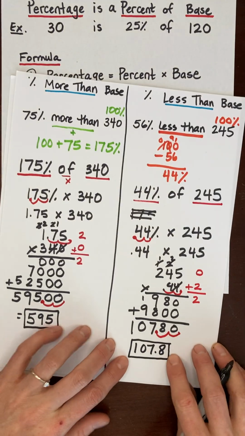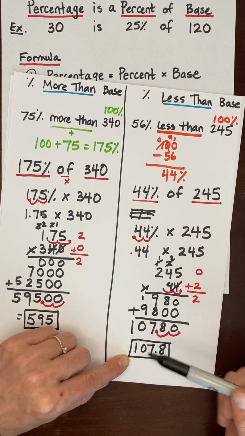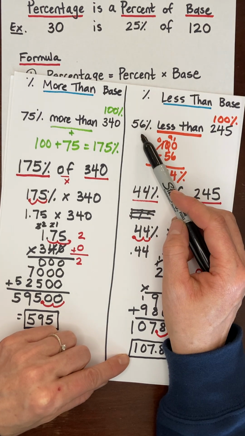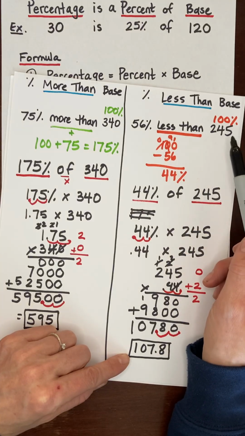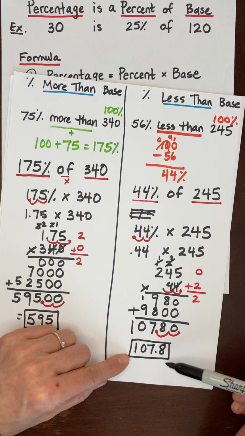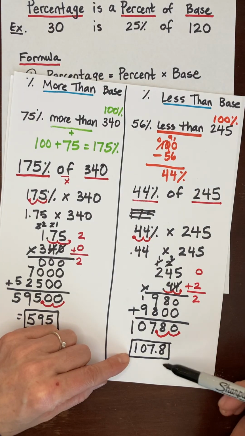All right, and I'm going to put that back in with my original problem. So this tells me that 107.8 is 56% less than 245. And that makes sense because it should be less than 245, and that seems appropriate for the number that we're dealing with.